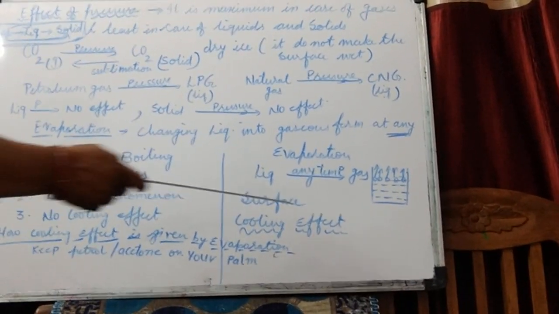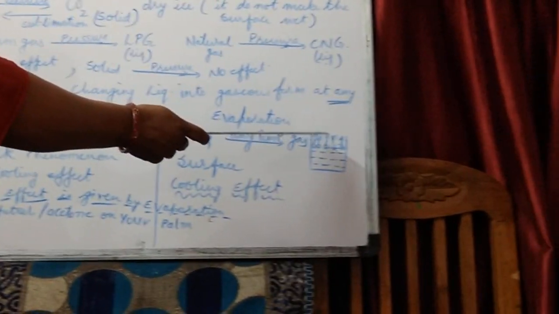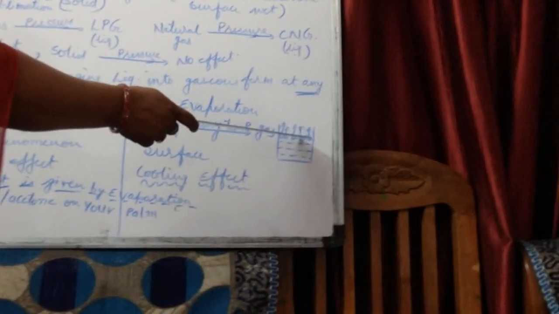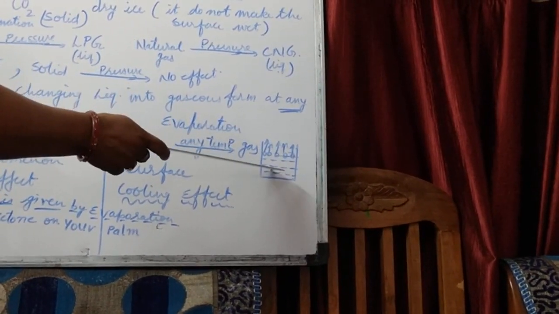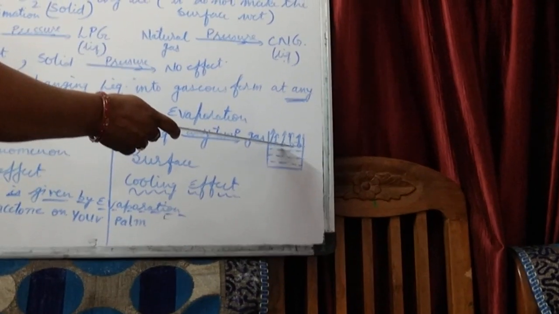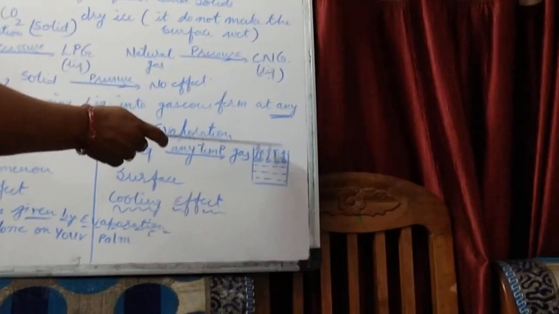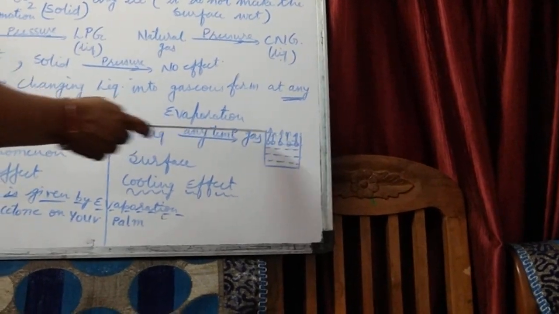So what you have observed is that in case of evaporation, only the molecules which are present on the surface are getting evaporated. As the molecules on the surface get evaporated, other molecules from the inner side come to the surface and then they get evaporated. So evaporation is a surface phenomenon.